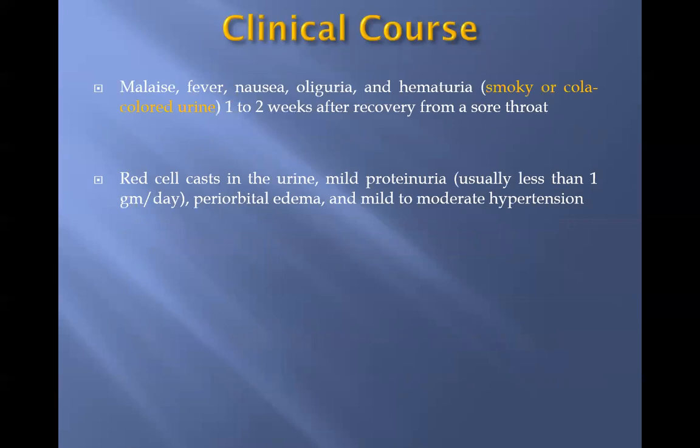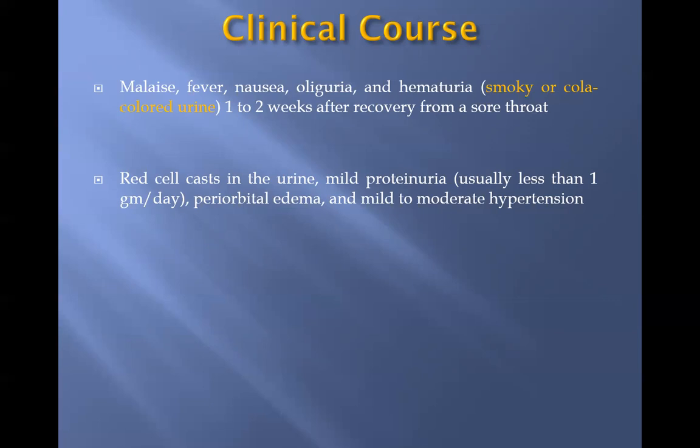So clinically, the patient will have malaise, fever, nausea, oliguria, hematuria, and they will be having smoky or cola colored urine. Why? Because the RBCs burst out and hematin is formed, so it is brown in color. This occurs 1 to 2 weeks after the sore throat, because it usually takes 1 to 2 weeks for development of the antibodies, and these antibodies go and deposit in the glomeruli. Clear?